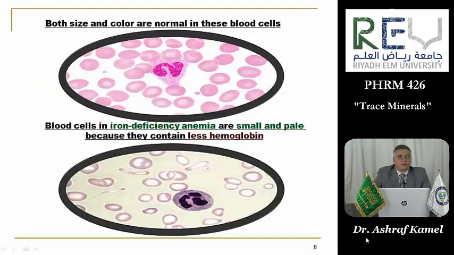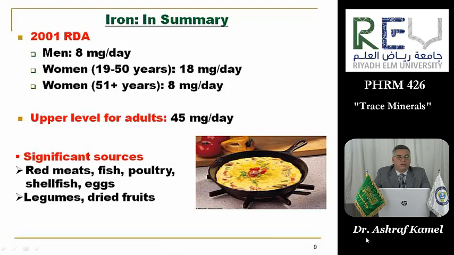These two pictures compare the size and the color of the normal red blood cells in the upper picture, and the lower picture shows iron deficiency anemia. Notice the color, notice the size of the red cells, compare it with the normal picture.